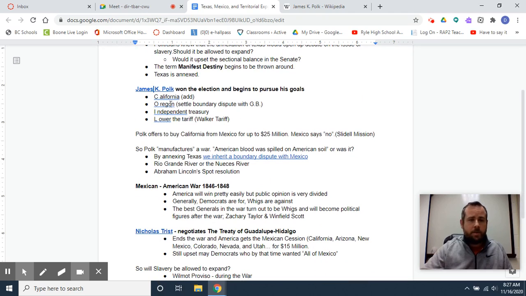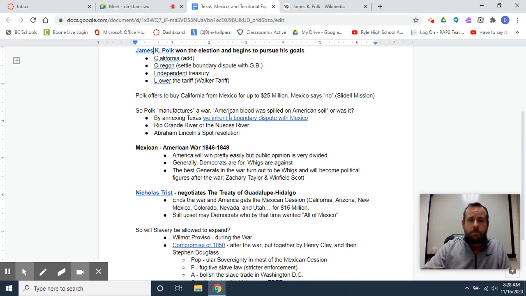Polk. As far as these 4 goals, the one that I'm going to focus on today is California, because that's the one that's going to set us up for the Mexican-American War. So let's keep going and look at this. To get California, after Polk becomes president, we annex Texas, and his next goal is to add California. And he sends a guy named, I believe, John Slidell to Mexico, and he offers to buy California for $25 million. That's a lot of money.